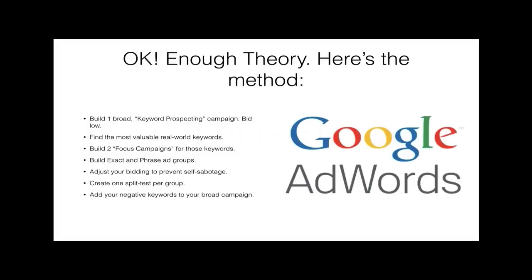Step number 3, we're going to build 2 focus campaigns for those keywords. So we're going to pick out 2 keywords, build focus campaigns around those, and I'll explain what that means. In those campaigns, we are going to build exact and phrase match ad groups. Step 5, we're going to adjust our bidding to prevent self-sabotage. Step 6, we're going to create 1 split test per ad group. And finally, step 7, we're going to add negative keywords to our broad match campaign, again to prevent cannibalizing our own profits. That's the entire system.